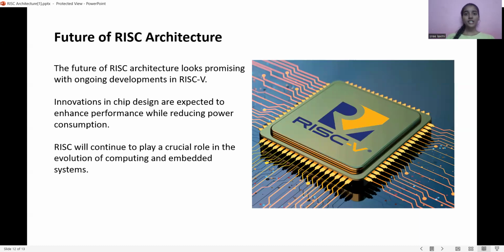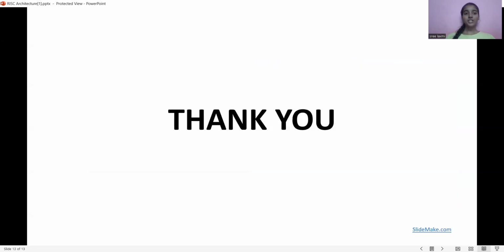Future of RISC architecture. The future of RISC architecture looks promising with ongoing developments in RISC-V. Innovations in chip design are expected to enhance performance while reducing power consumption. RISC will continue to play a crucial role in the evolution of computing and embedded systems.